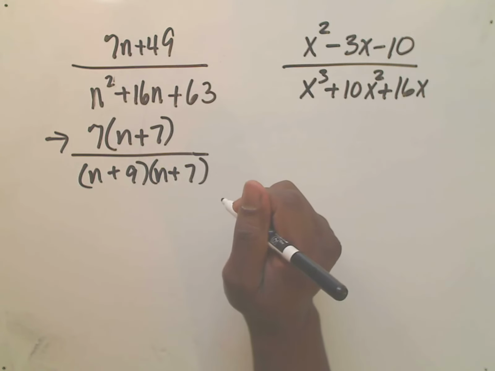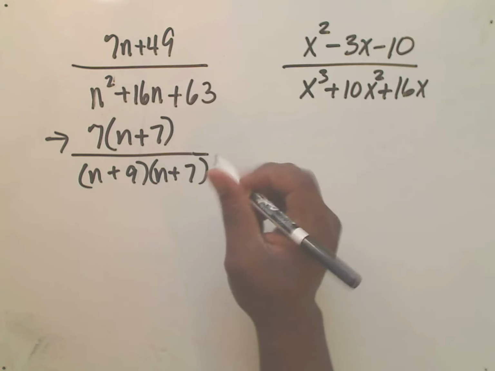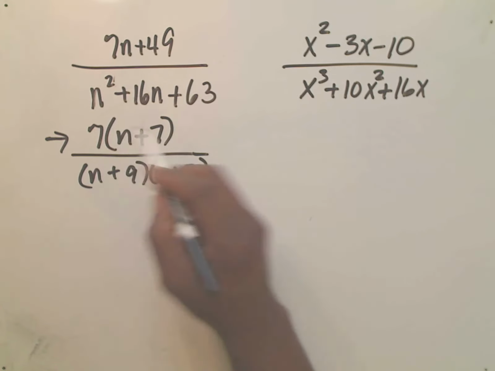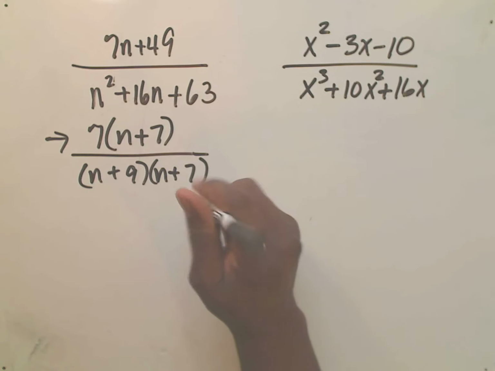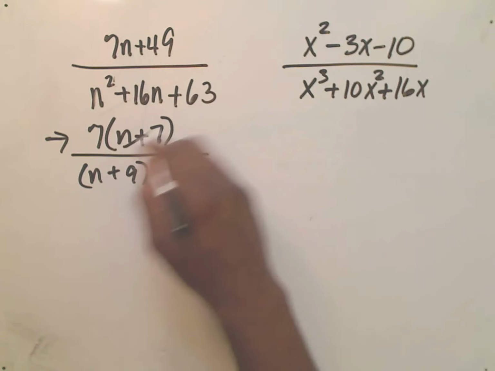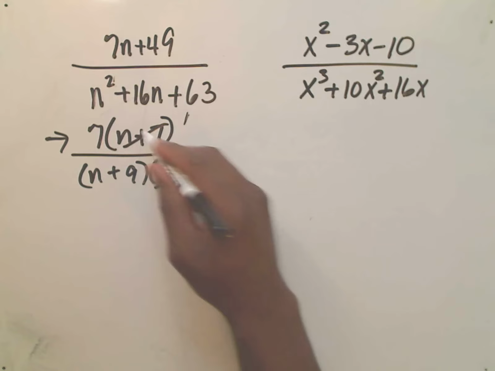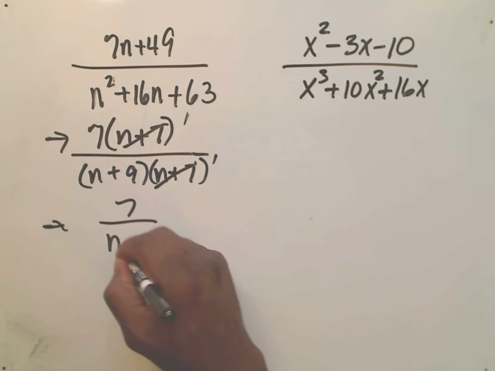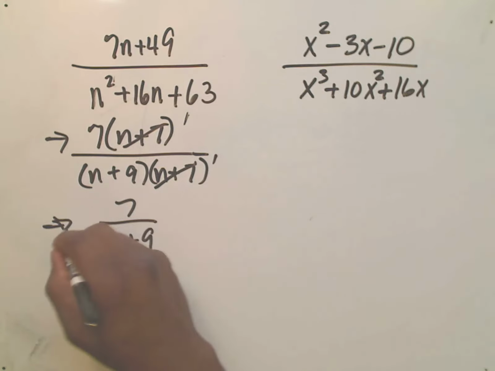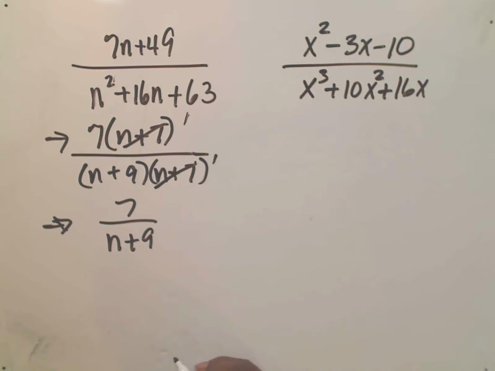Boom! There they are. So now we have two factors in the numerator, 7 and n plus 7, and then we have two factors in the denominator, n plus 9 and n plus 7. The n plus 7 cancels the n plus 7. It's like having 5 over 5, and you're left with 7 divided by n plus 9 as your result.